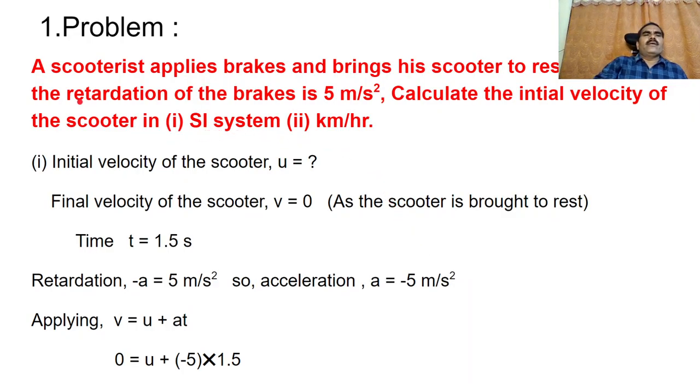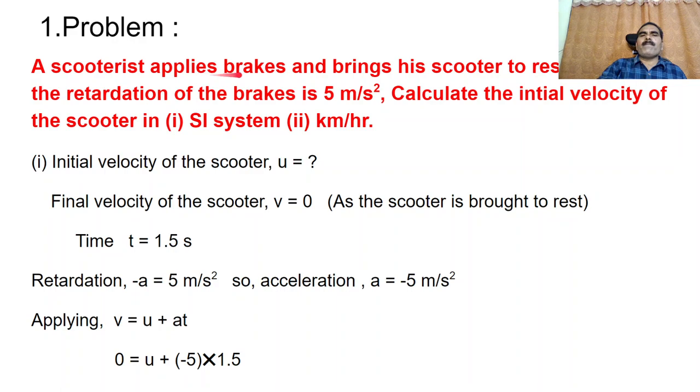Now, a problem: a scooterist applies brakes and brings his scooter to rest in 1.5 seconds. If the retardation of the brakes is 5 meters per second square, calculate the initial velocity of the scooter in SI system and also convert that velocity into kilometers per hour. Before doing the problem, you have to write the given values. So read the problem carefully.